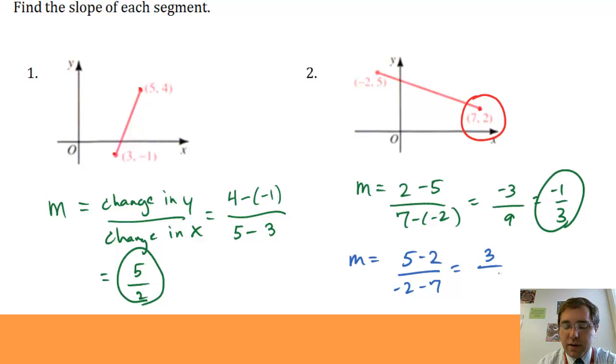5 minus 2 is 3. Negative 2 minus 7 is negative 9. If I simplify that, I get negative 1/3. So it does not matter the order in which I use the points as long as I'm consistent. And the one that I used as y2, the x-coordinate of that has to be my x2. The one I used as y1, the x-coordinate of that has to be my x1. So I have to be consistent.